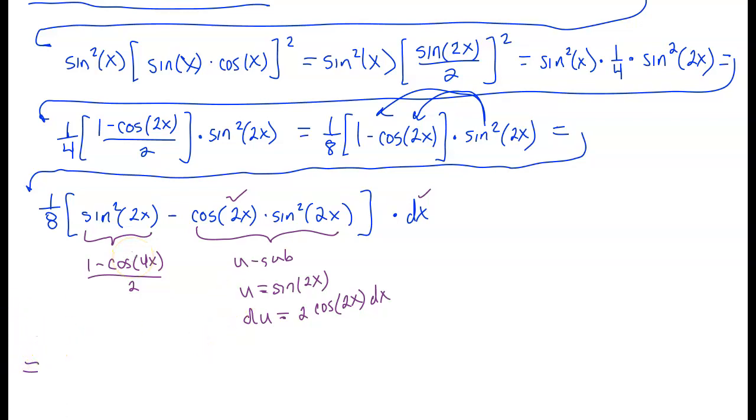And so what that would actually look like if we actually wrote it all out, it would be 1/8 here times, and we would replace this with 1/2, 1 minus cosine of 4x. And then we'll have minus here, and instead of having cosine of 2x times sine squared of 2x, we're going to write everything in terms of u. And again, I'm going to assume here that I already have the dx in here, so I'm just going to go ahead and write it in. So let's say we have a dx here, and we have a dx here. And I'll go ahead and erase it from here.